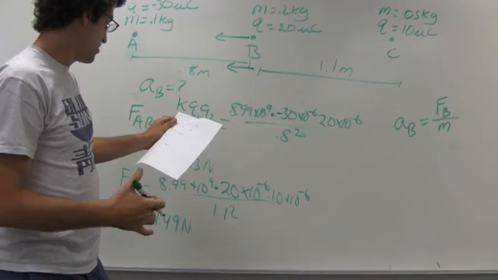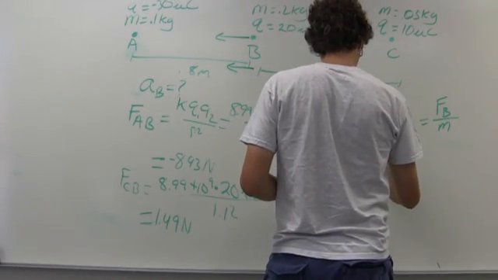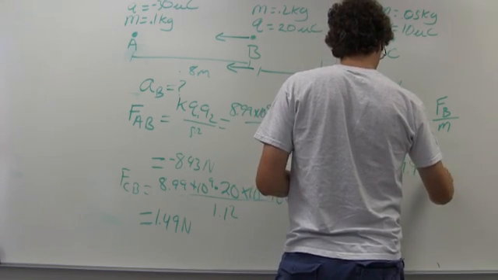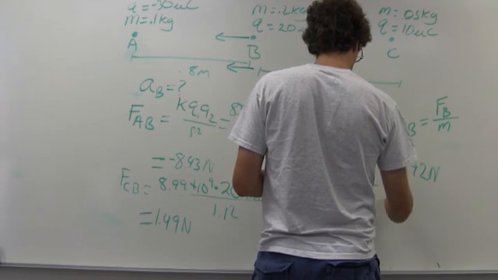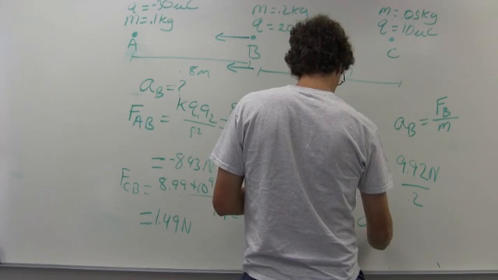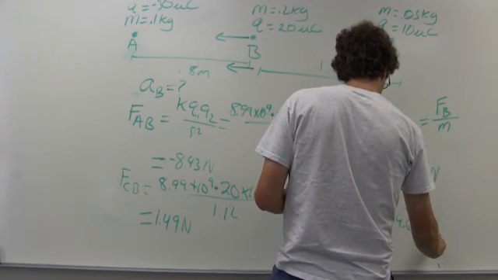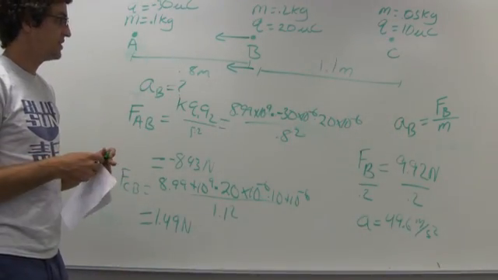Okay, we add them together, and we get 9.92 newtons, which then divided by 0.2, acceleration equals 49.6 meters per second squared to the left. And that is the acceleration.